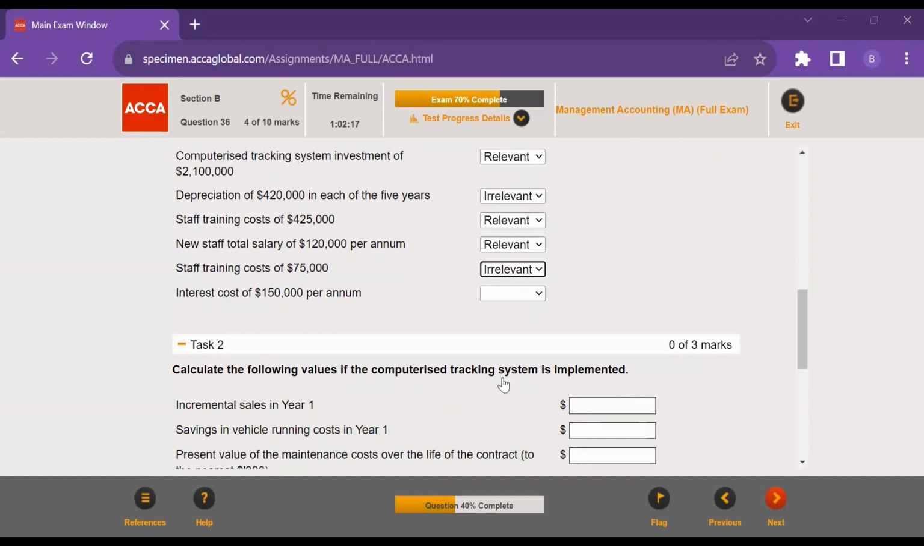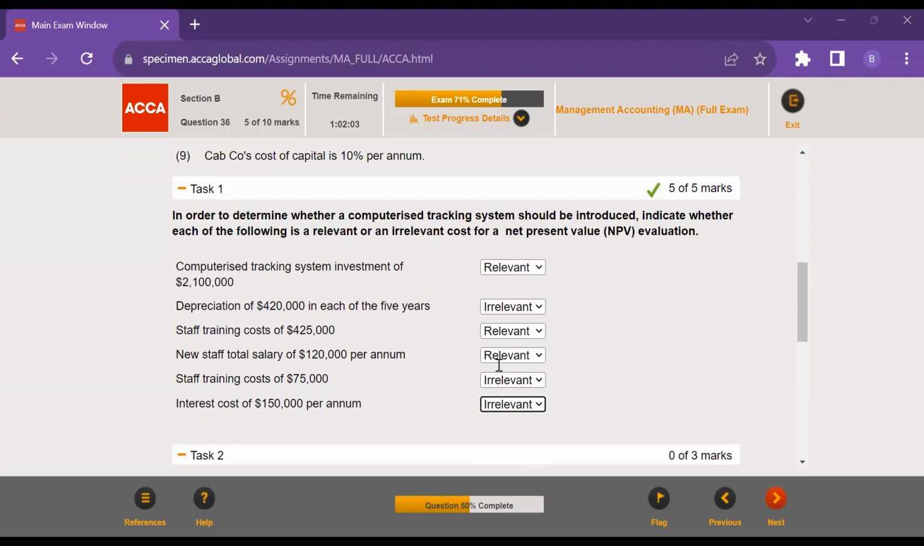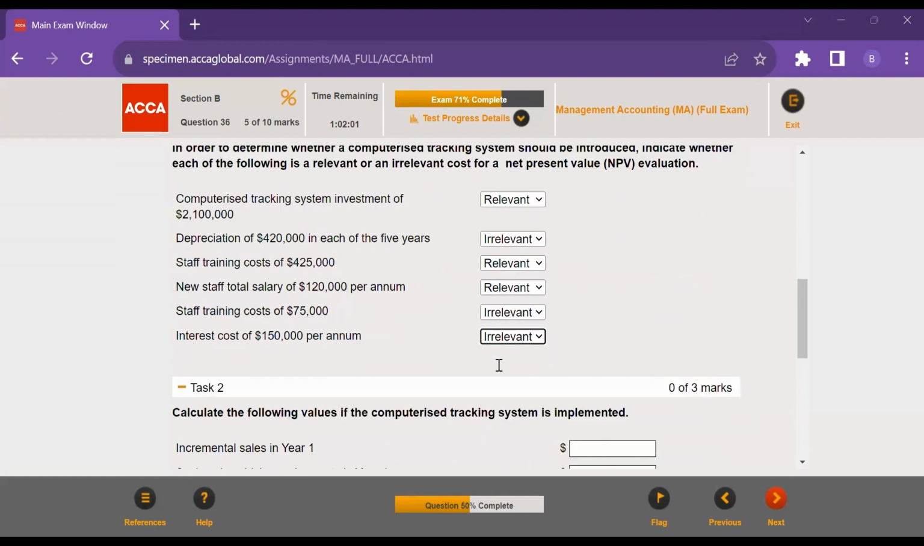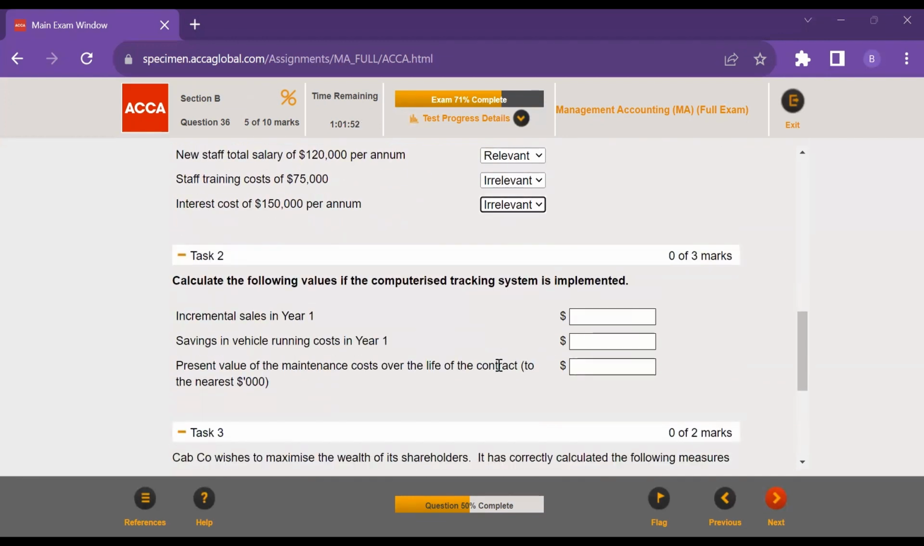So interest cost of 150,000 per annum. Again, this is irrelevant. Why? Because this is a notional cost. The NPV will be discounted at the cost of capital, and that will give you the NPV, right? So the interest as a whole of 150,000 is irrelevant for the NPV calculation because that will be taken care of with the discount rate.